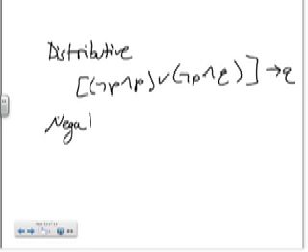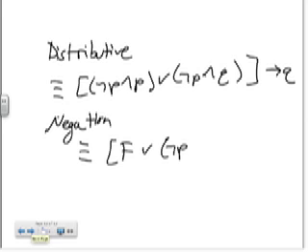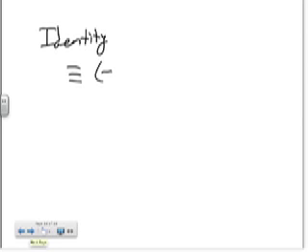By negation, we know that this statement is equivalent to a contradiction, or not P and Q implies Q. By the identity law, we know that this statement is now equivalent to not P and Q implies Q.